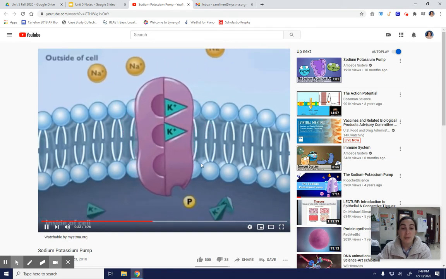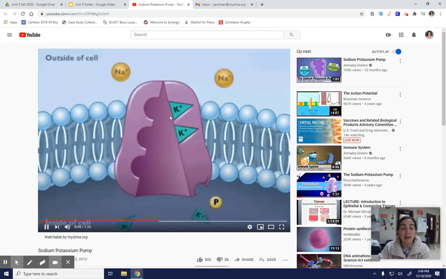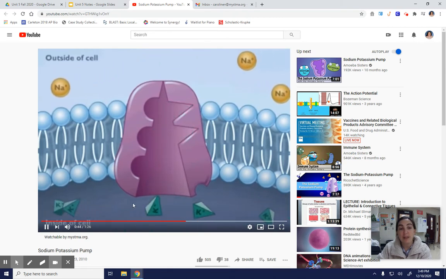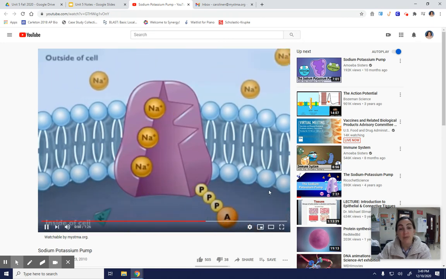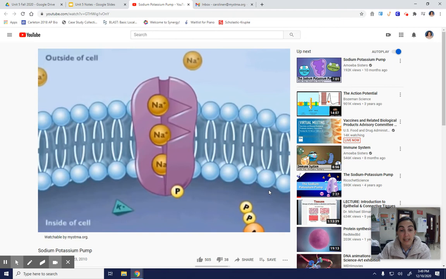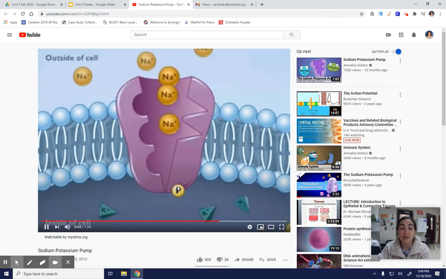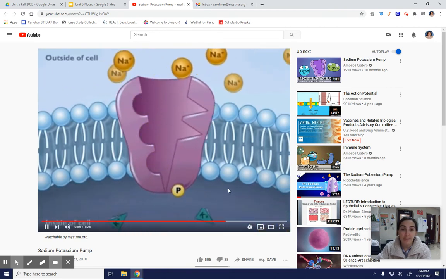And when that phosphate is released, it changes back and brings two potassium ions into the cell. So every time this pump functions, you have 3 sodiums that go out and 2 potassiums that come back in. And both of those ions are moving against their concentration gradient with the help of energy from that ATP molecule.